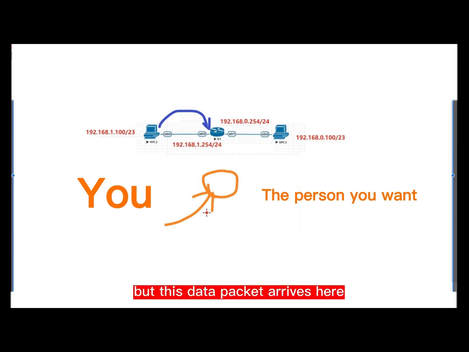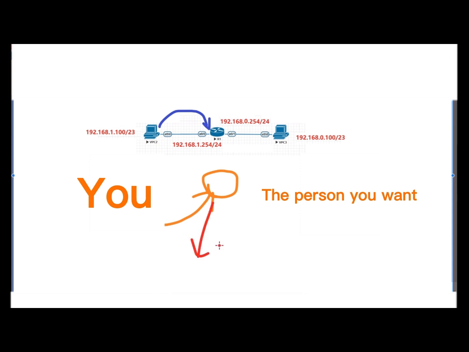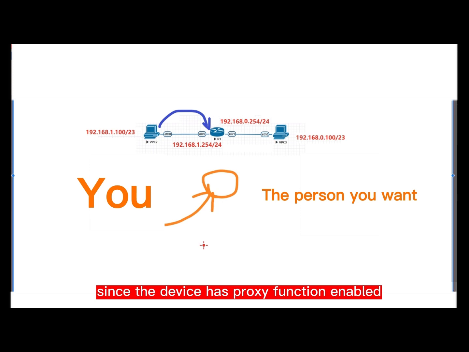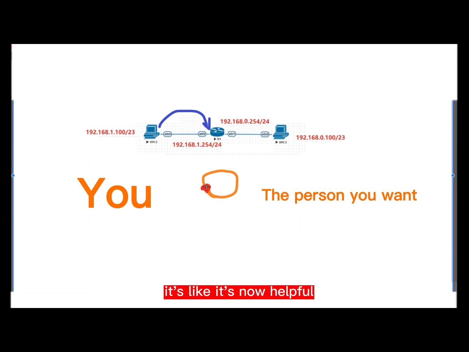But this data packet arrives here. Logically speaking, the router is not the person you're looking for. It won't know your question, so it drops the packet. Then for the device that has the proxy function enabled, it's like it's now helpful. If you now send a packet to it and ask it a question, it won't know the answer, but it can help you ask.